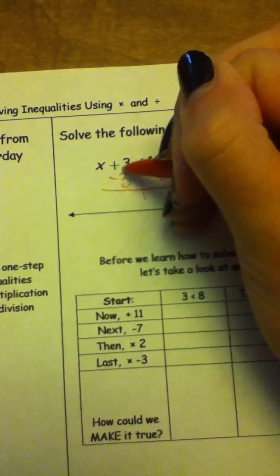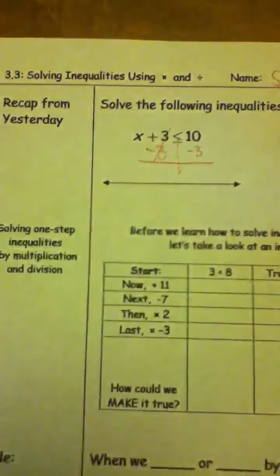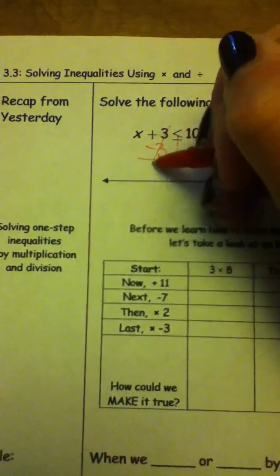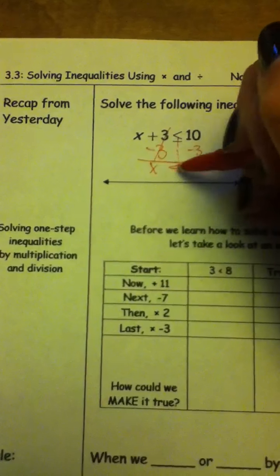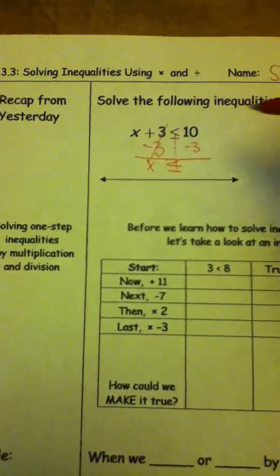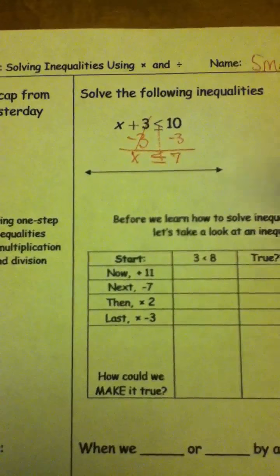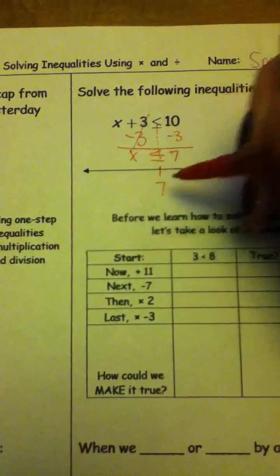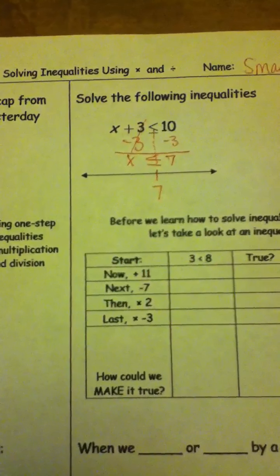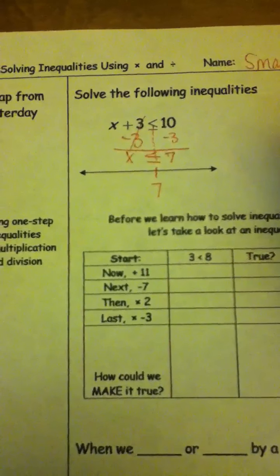Okay, so plus 3 and minus 3, we get 0. We're just left with x now. Carry the sign down. 10 minus 3 is 7. Now we have something that we can graph. So put your 7 on the number line. Decide, open or closed circle.